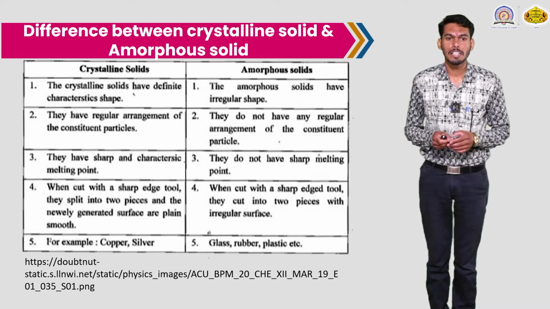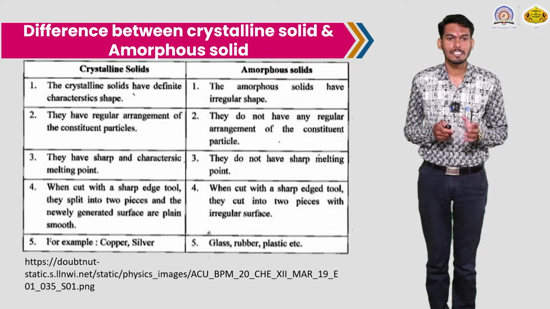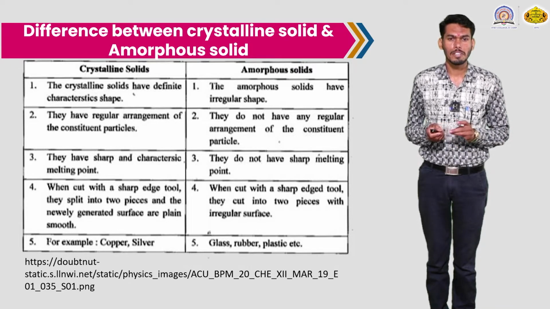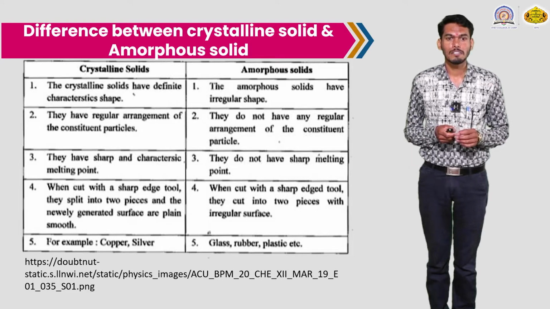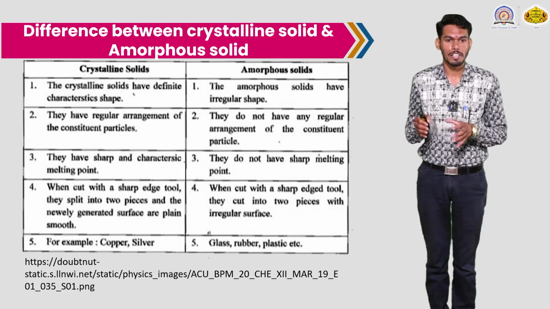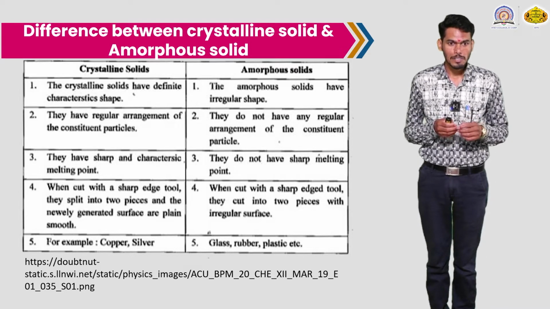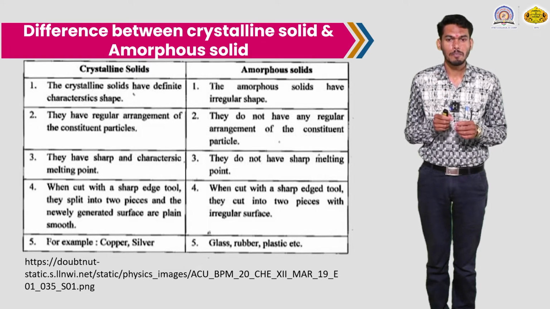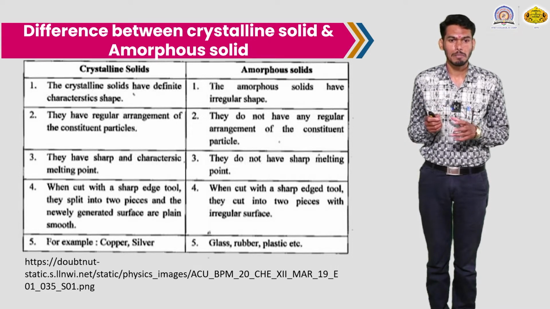Crystalline solids have a definite characteristic shape, so they possess a perfect shape. Amorphous solids do not show a perfect shape; they have an irregular shape. Crystalline solids have a regular arrangement of constituent particles, that is ions, molecules or atoms, whereas in amorphous solids they are not in a regular arrangement. Crystalline solids have a sharp characteristic melting point, so they melt at a sharp temperature, whereas amorphous solids melt over a range of temperature, so they do not have a sharp melting point.